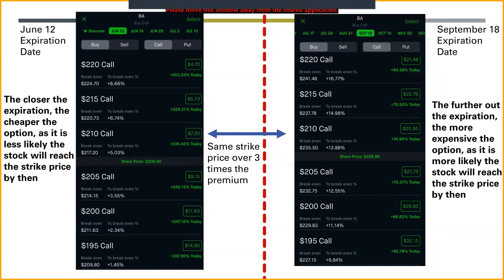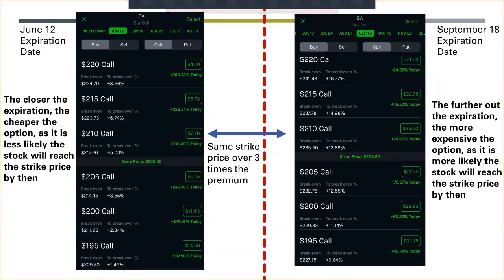So the closer the date is to expiration, the cheaper it is, as it's less likely that the stock will reach the strike price by then. See? So here, it's less likely that it might reach 210 rather than in about 3 months, which is what I was just talking about.